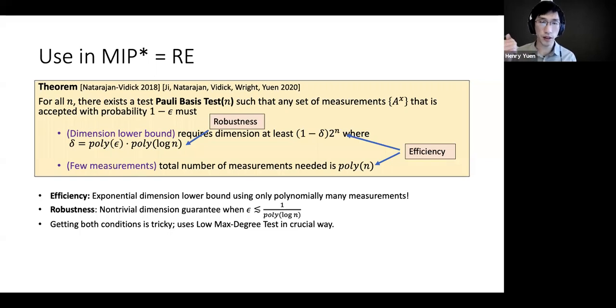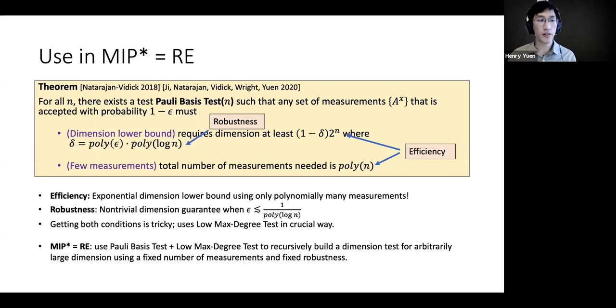So coming up with a dimension test with both this efficiency and robustness property is pretty tricky. If you just wanted one or the other, that's not too hard, or it's easier at least. But getting both of them in the same place requires some work, and it really uses this low max degree test in a very crucial way. So given this, one way of summarizing the proof of MIP star equals RE is you use this dimension test plus the low max degree test and this PCP theorem that I mentioned. You recursively build a dimension test for arbitrarily large dimension using a fixed number of measurements and fixed robustness. So that's one way of painting what the result is.